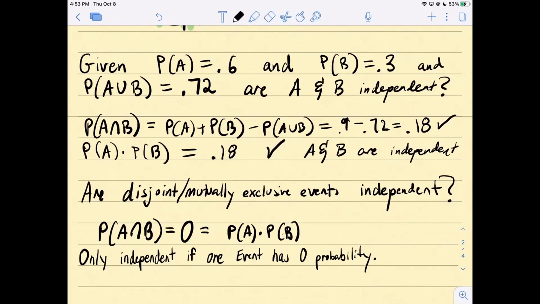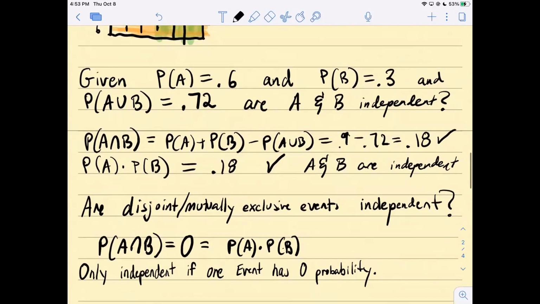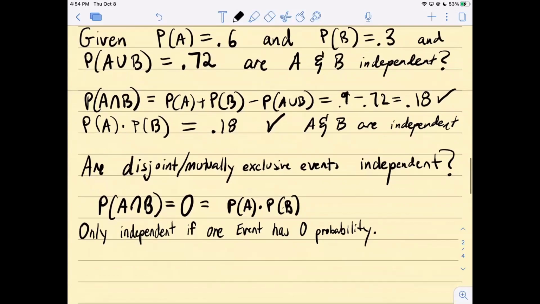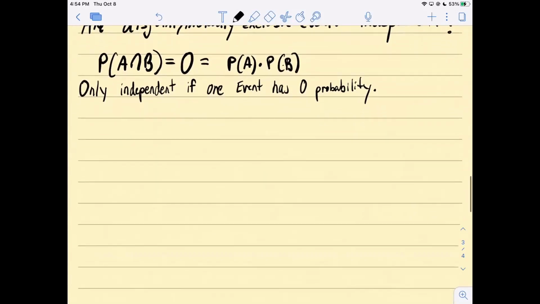Okay, so that's independence. Okay, let's go on to do a little bit of stuff with Bayes' rule.